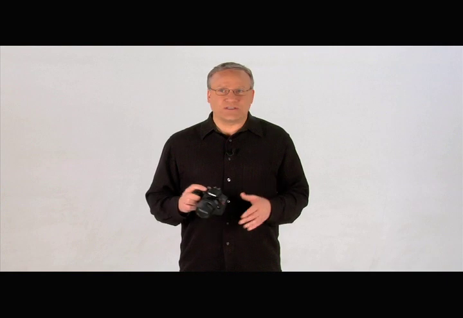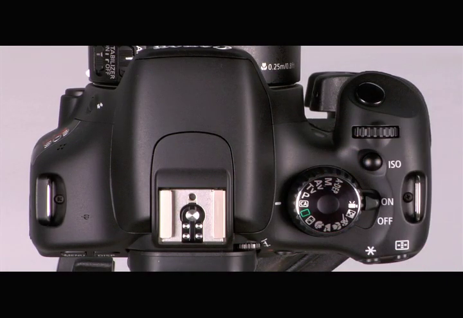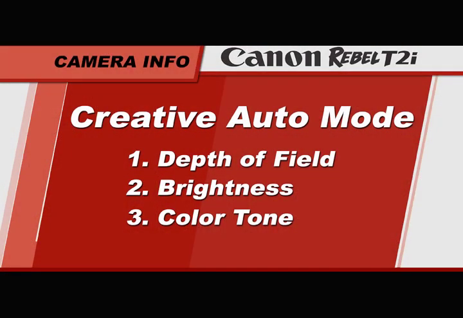An added feature to the T2i is the Creative Auto mode, indicated with a CA on the mode dial. Using this mode, you can easily change the picture's depth of field, brightness, color tone, and other settings. Experiment with this feature's various settings to see the effects they have on your images.